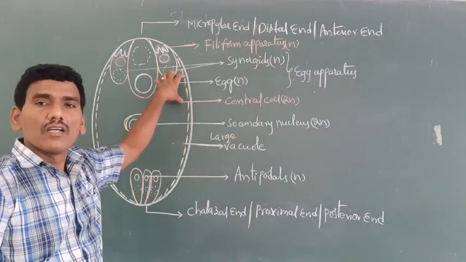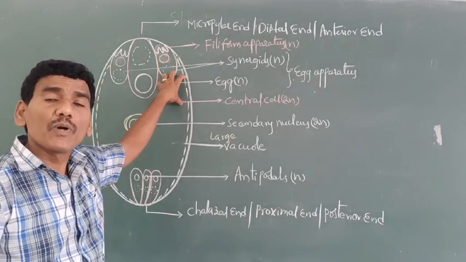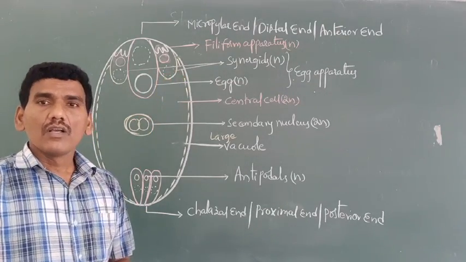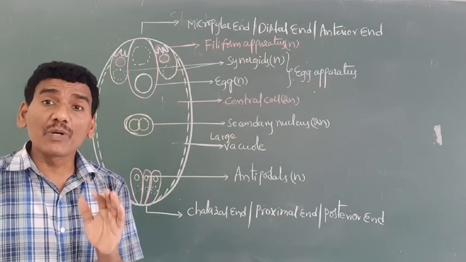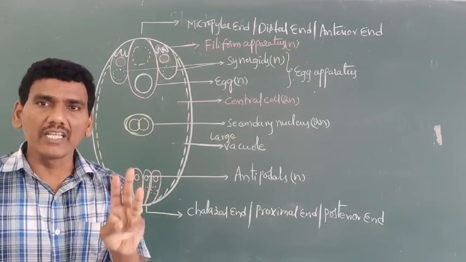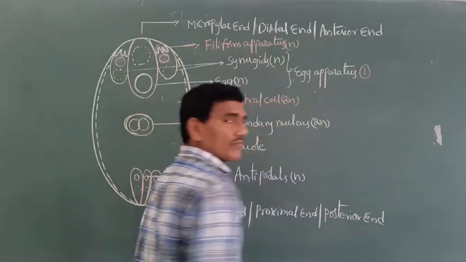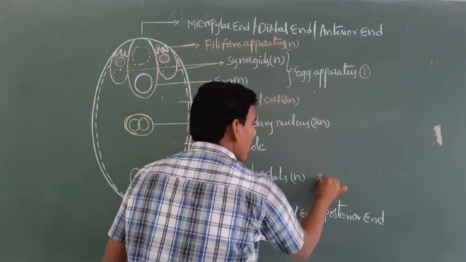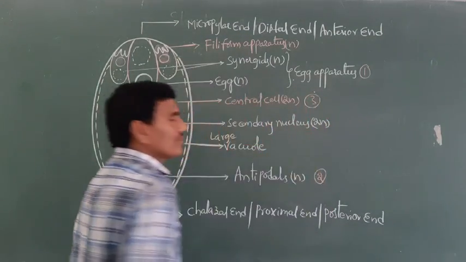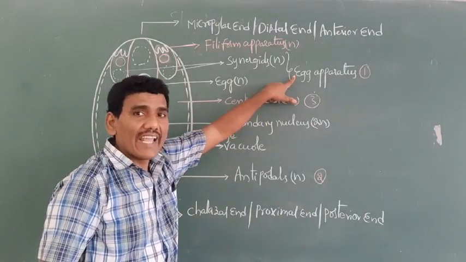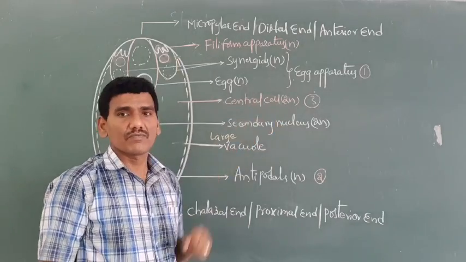This is one monosporic type of embryo sac or a Polygonum type of embryo sac. The monosporic type of embryo sac or Polygonum type of embryo sac has mainly 3 parts. First one is egg apparatus. Second one is antipodals. Third one is central cell.